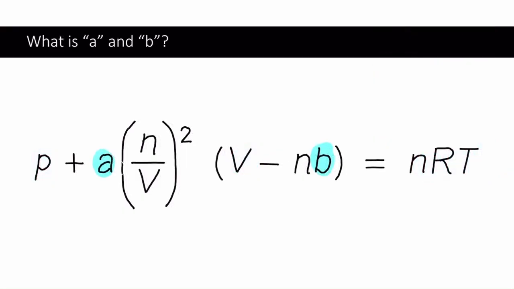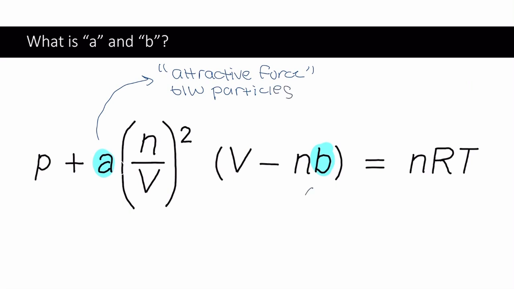Now you might be wondering what A and B represent. Before I tell you this, I'm going to state how great of an equation this is because it shows the non-ideal behaviors of gases because it includes the intermolecular forces and the volume of the actual particles. So A here is going to represent the attractive force between particles. And B is going to represent the size of the gas particles.